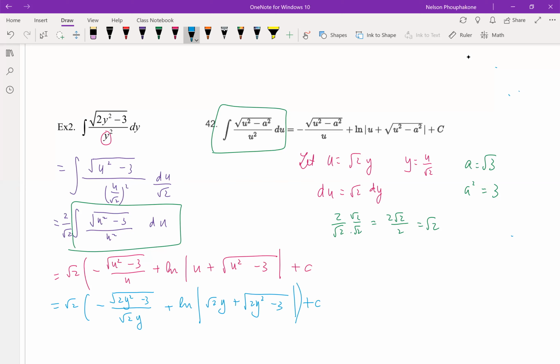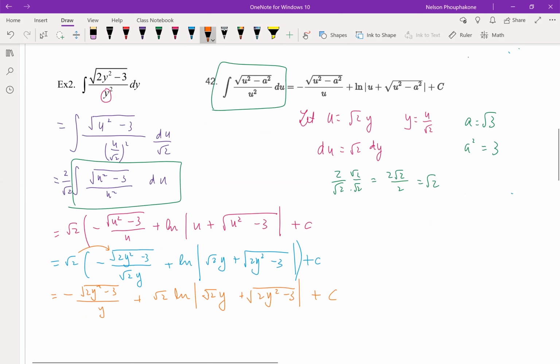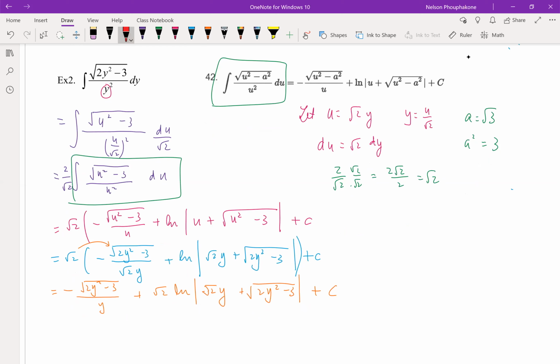And of course, I could simplify this a little bit more. Then I multiply the root 2. Then I will have negative square root of 2y squared minus 3 over y plus root 2 natural log of y plus square root of 2y squared minus 3. Okay. So basically, again, just remember to simplify your answer.